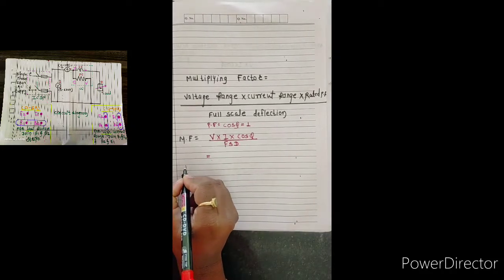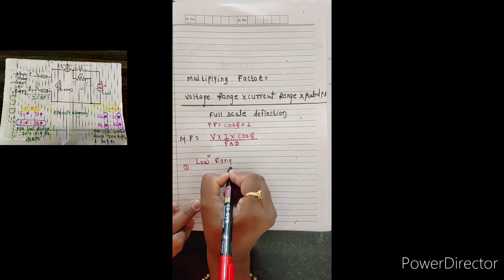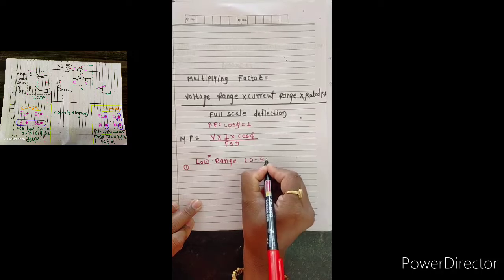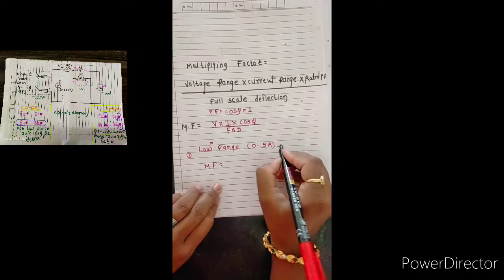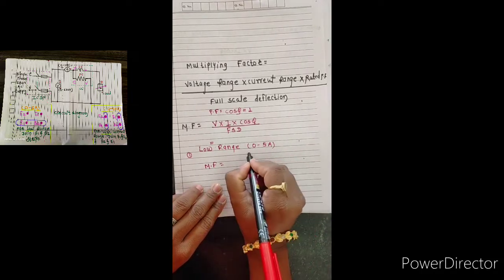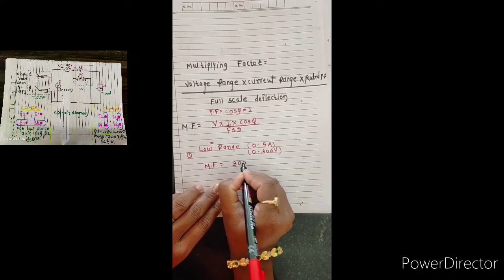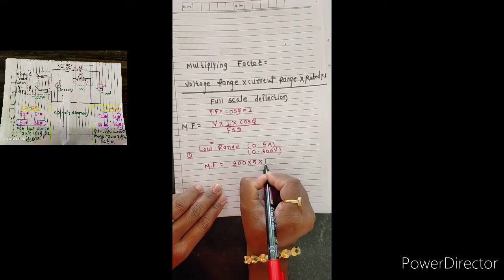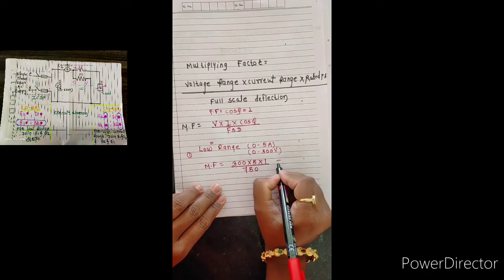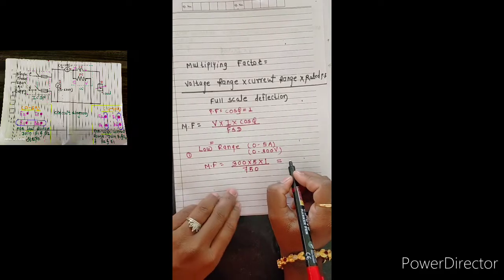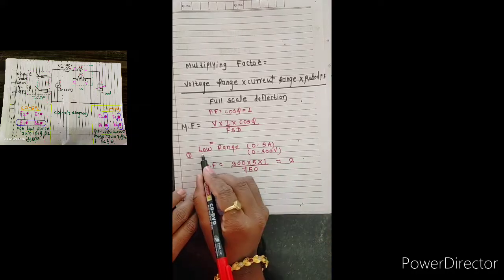So, for the first range, for the low range, 0 to 5 ampere, the multiplying factor will be equal to: voltage range is 300 volt, so 300 into 5 into 1 divided by 750. Therefore, it will be equal to 2. So, the multiplying factor will be 2 for the low range.